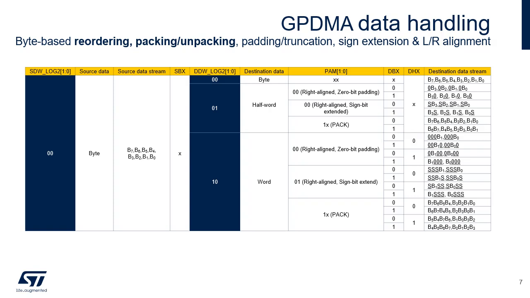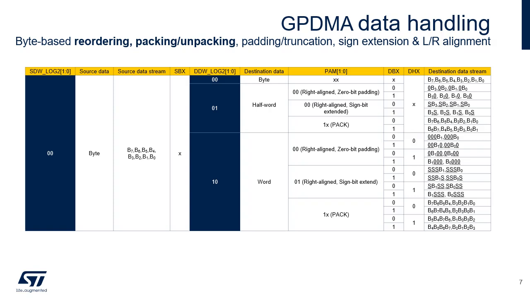The table lists the possible data handling from the source to the destination when the source data width is a byte. The source and destination data width of the programmed burst is byte, half-word or word, as per the SDW log2 and DDW log2 fields. The user can configure the data handling between transferred data from the source and transfer to the destination. More specifically, programmed data handling is orderly performed with: 1. Byte-based source reordering, 2. Data width conversion by packing, unpacking, padding or truncation if destination data width is different than the source data width, depending on the padding and alignment mode control field, and 3.